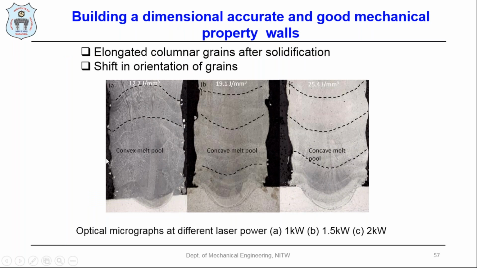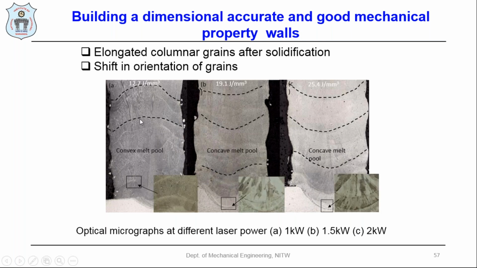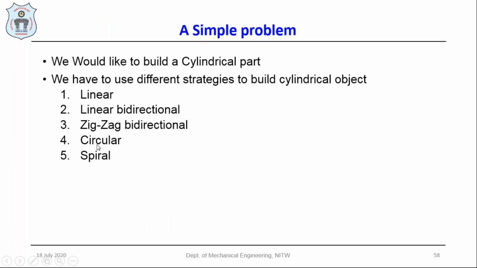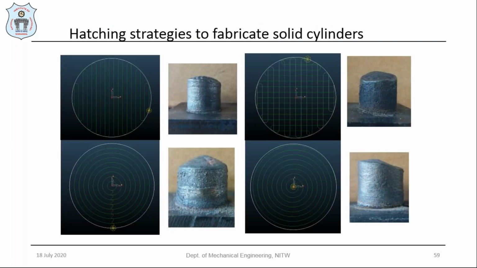You can see the convex and concave melt profiles that happen with different laser powers. That definitely affects the mechanical properties of the components. And we have done a simple analysis for fabricating some cylindrical components. Sorry, I want to quickly finish up these things.